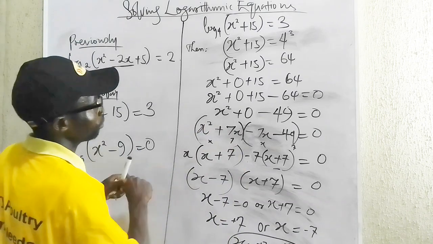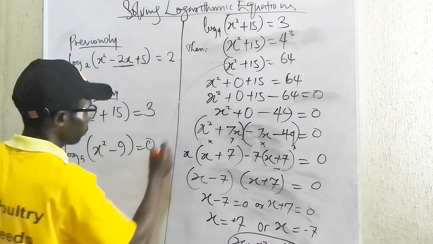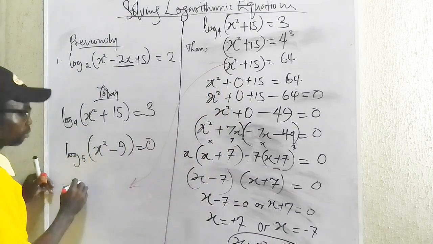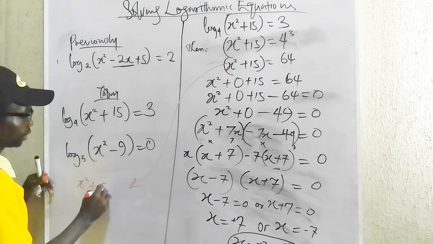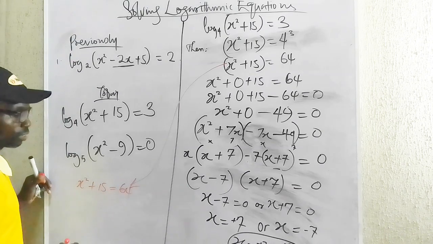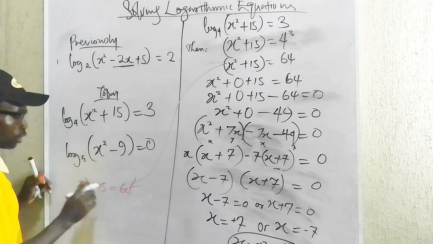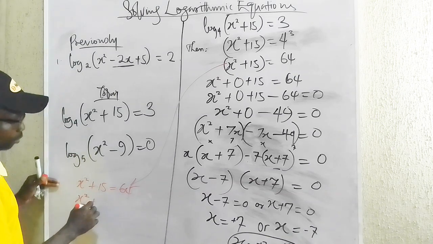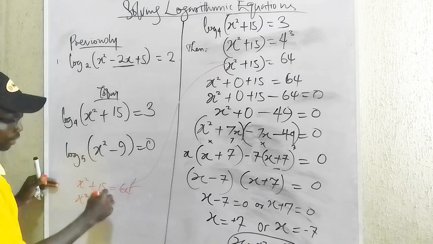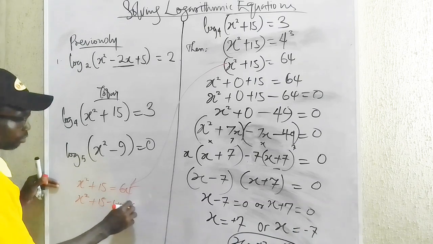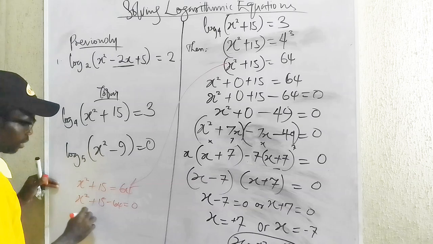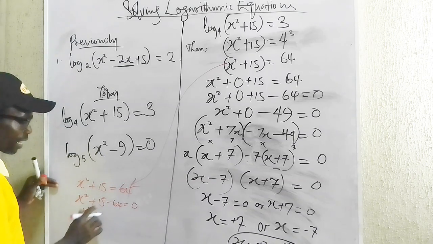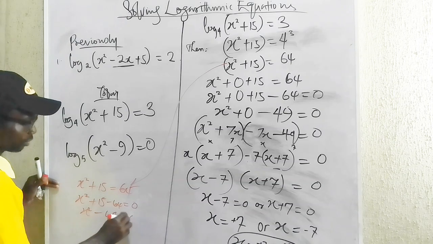If I pick this from here now and I want to do it again without putting the 0 here, another way is going to be x squared plus 15 is equal to 64. Now this comes in here, becomes x squared plus 15 minus 64 is equal to 0. 15 minus 64 is what? Minus 49 is equal to 0.